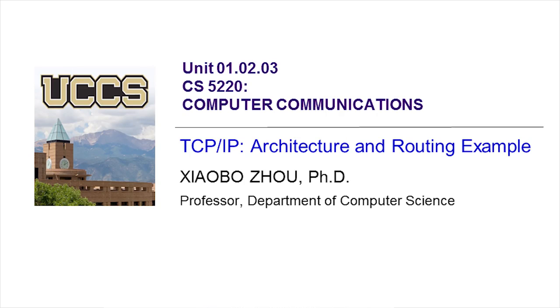The Internet has become the primary fabric for interconnecting the world. In today's class, we introduce the TCP/IP network architecture as well as routing examples. The architecture consists of 4 layers.